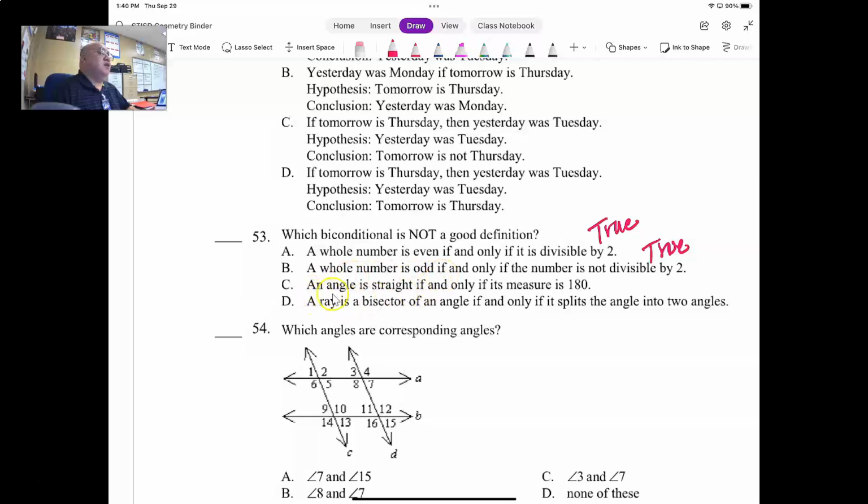C, an angle is a straight angle if and only if it measures 180. If it's a straight angle, then it measures 180. That's true. If it measures 180, then it's a straight angle. That is also true.